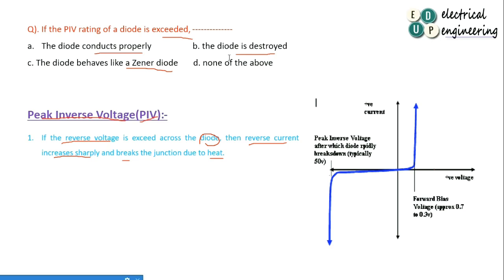It is the VI characteristic of the diode. It is the voltage axis, it is the current axis, it is the peak inverse voltage. When peak inverse voltage is crossed, then the inverse current increases rapidly, so that the heat of the junction increases rapidly. So the junction breaks down, so if we exceed the PIV rating of the diode, then the diode is destroyed. So the correct option is the diode is destroyed.